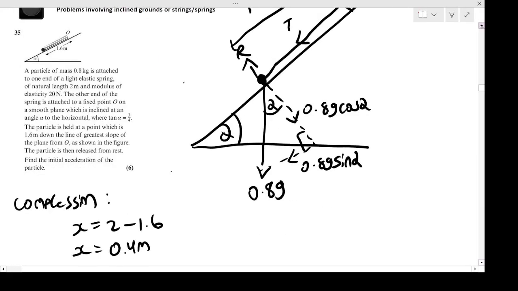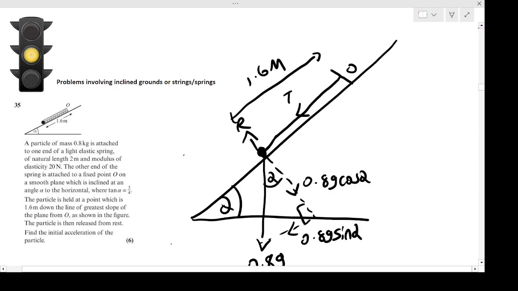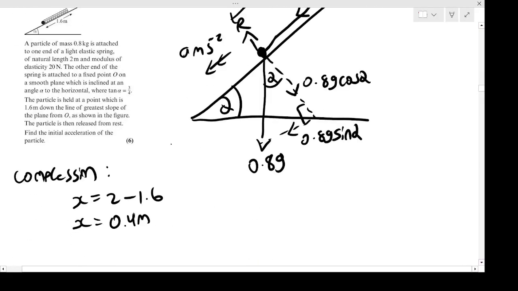Then we need to consider the acceleration. You might think the particle is now going to move down the slope, like this. Let's assume the acceleration is downwards. I don't know for definite, but let's assume it is. So if I now resolve up and down the plane, up and down the slope.